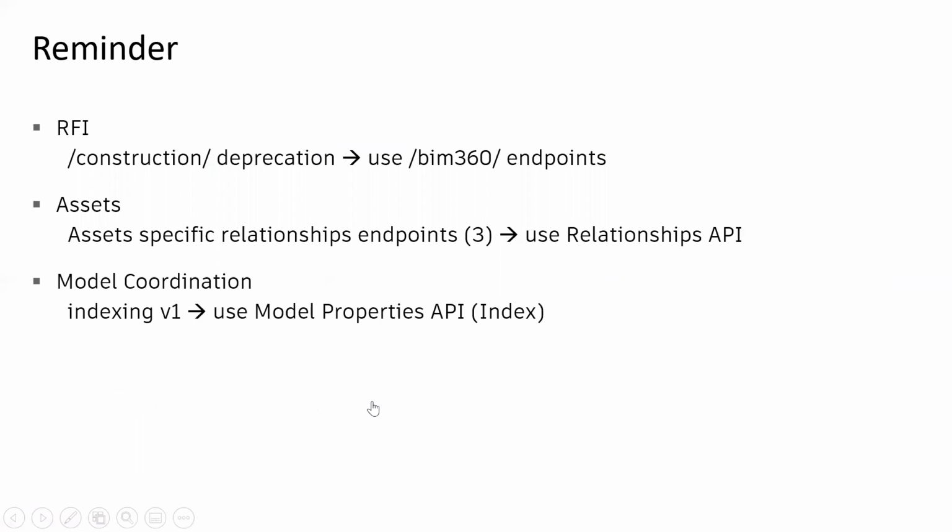And as a kind reminder, we have a few action items if you are using these APIs. RFI construction endpoints are duplicated, so please use the BIM 360 endpoint. Asset-specific relationship endpoints will be deprecated, so please use the relationship APIs. Model coordination indexing V1 will be deprecated. Use the model properties and index APIs.